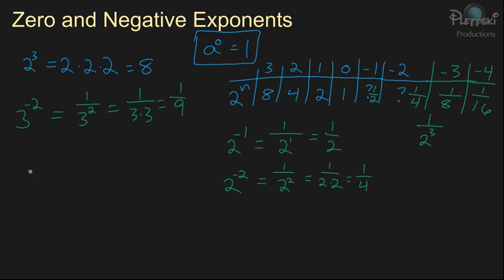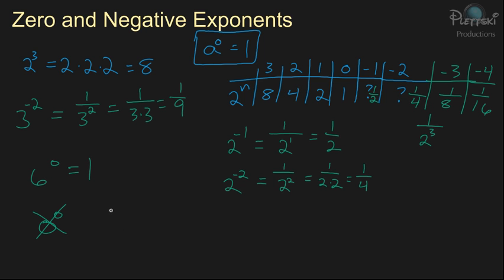So just to recap, any number, let's say 6, raised to the 0 power is 1. So any number raised to the 0 power is 1. And again, it has to be a non-zero number. You can't have 0 raised to the 0 power. That doesn't work. So any non-zero number raised to the 0 power is 1.